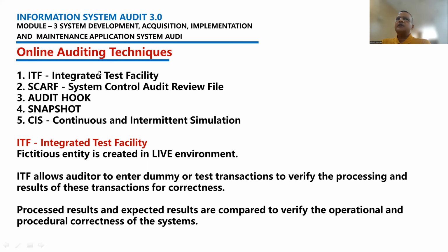One is the integrated test facility, known as ITF. The other is SCARF, also known as System Control Audit Review File. Third, which is very important, and you should definitely expect a question on the third and fourth, is Audit Hook and the Snapshot. And the last is Continuous and Intermittent Simulation, which is CIS. So I'll be talking about them one by one.